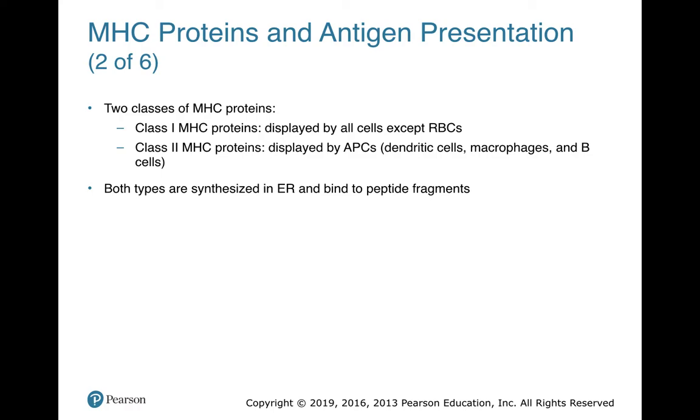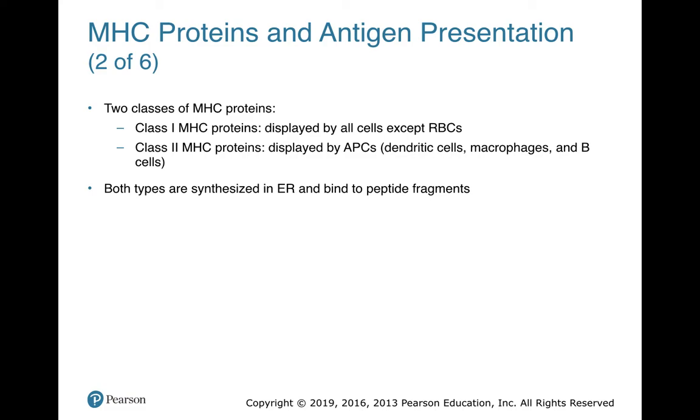So those MHC proteins come in two different classes. Class 1 MHC proteins are displayed on almost all cells. Red blood cells do not have class 1 proteins on them, but almost all cells have MHC class 1 proteins. Those are the signs that say, I belong to this organism. This is the one that, without that class 1, natural killer cells would go after the cell. The other type, MHC class 2 proteins, are displayed only by the antigen-presenting cells. Cells like dendritic cells, macrophages, and B cells express MHC class II.